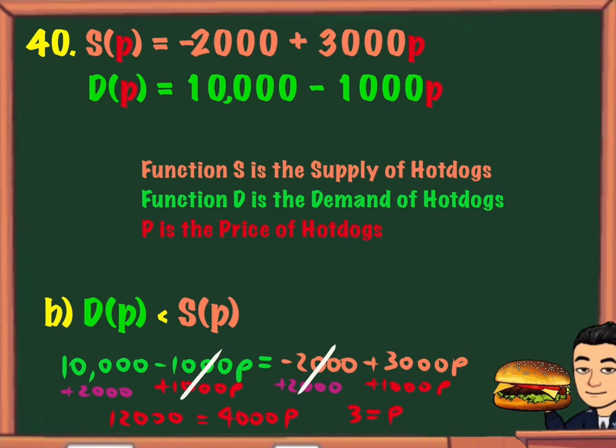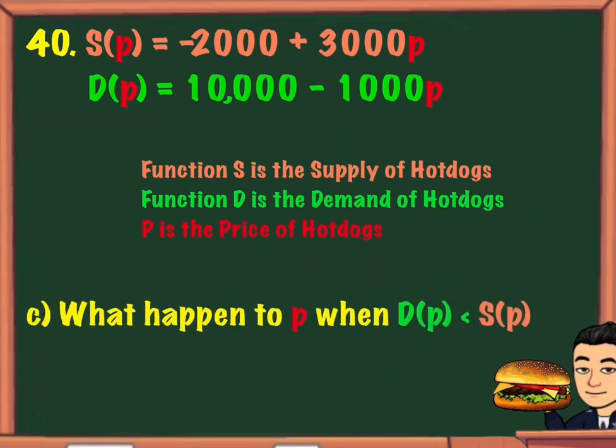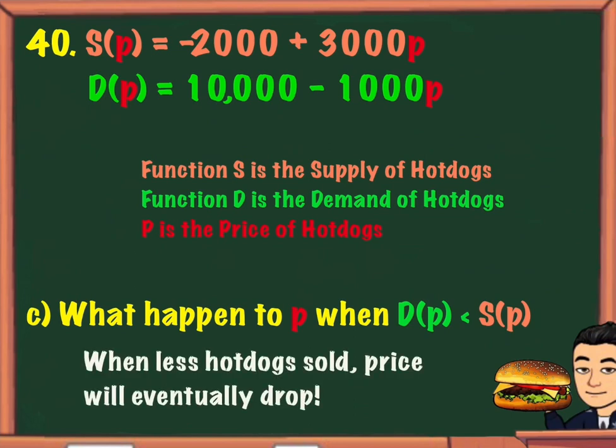For letter B, we're going to be talking about what happens if the demand is less than the supply. I'm going to erase all these, but I'm going to keep the answer. I just changed the equal sign to less than, and that's going to be your answer. Price is going to be larger than $3. Continue from letter B. So what would happen to the price when your demand is less than your supply? The demand is low, meaning that fewer hot dogs are going to be sold. Price is eventually going to decrease.